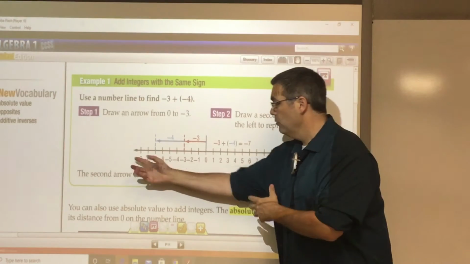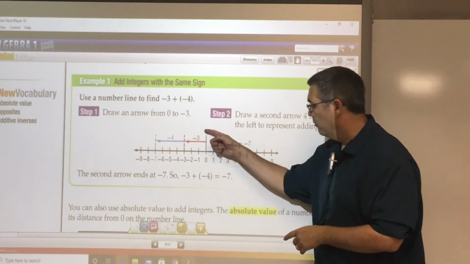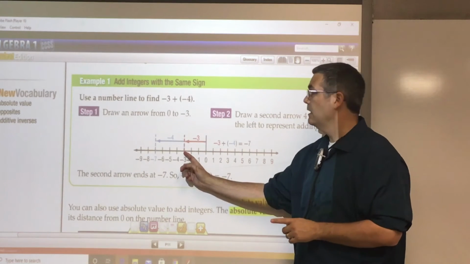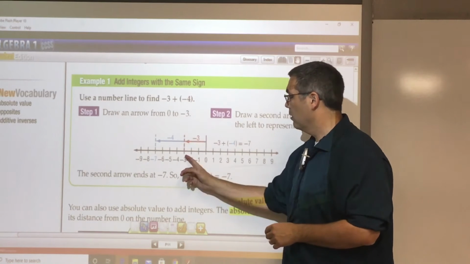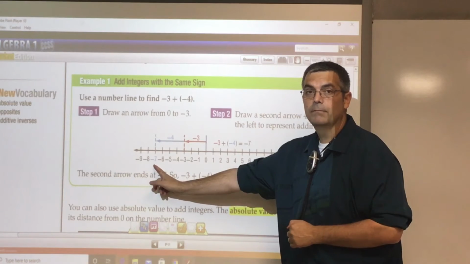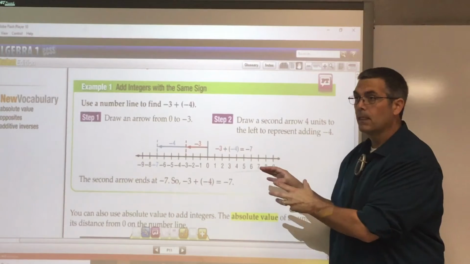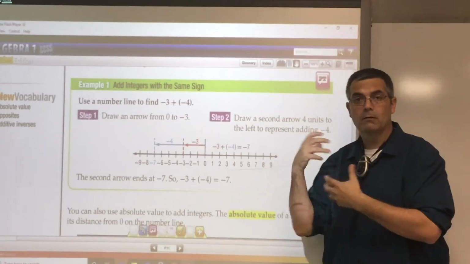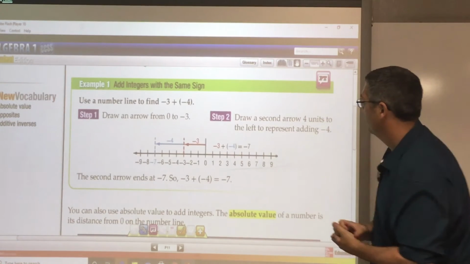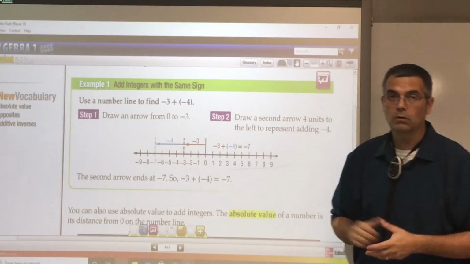But if you look, they're showing you why it's that way. So we go to 0, and we go back 3, and then we go back another 4. Look at where we end up: -7. That's what they're showing here. This is a really good example, and it's a visual for people that are visual. They need to see it in order to understand. So that's all it is. All it's doing is showing you exactly why this rule works.